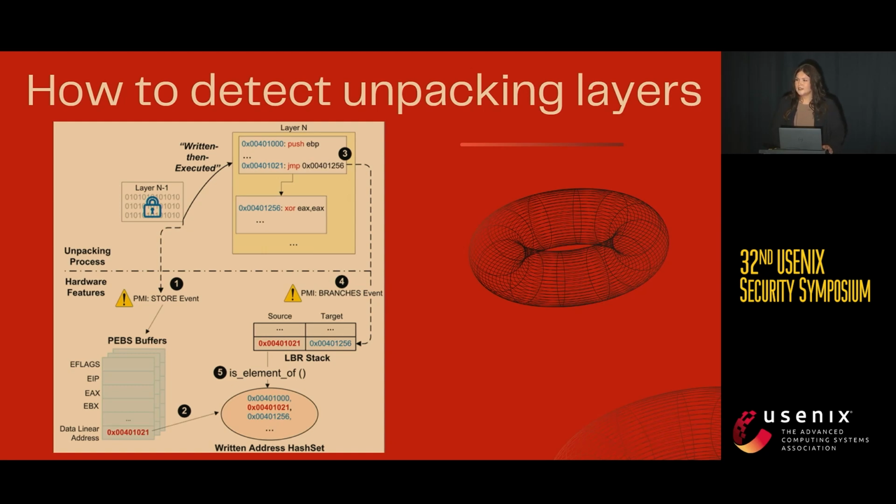Second, to detect the written-then-executed behavior that's commonly seen in multi-layer unpacking, we also configure the branch event with the threshold set at 1. When the first written basic block gets executed, an interrupt will be raised. In the interrupt handler, we look up the LBR's record, and we are able to see the branch source and target addresses. If the source address is an element of the hash set, we can determine that a written and then executed layer is detected.